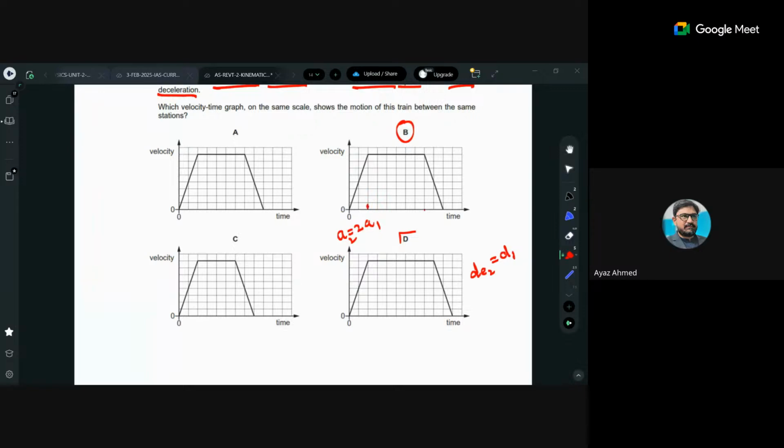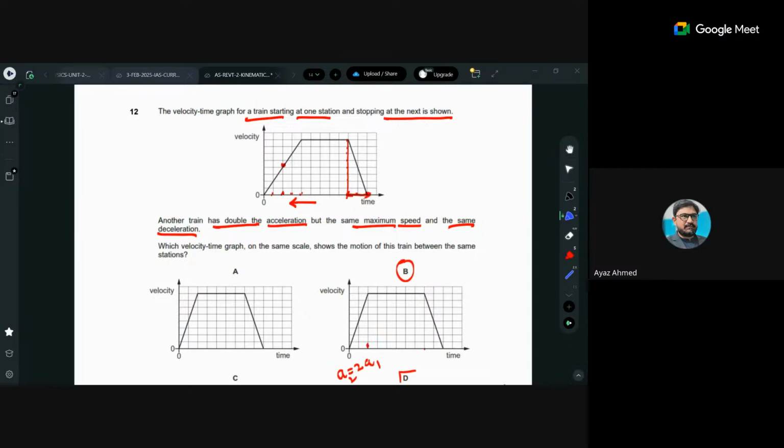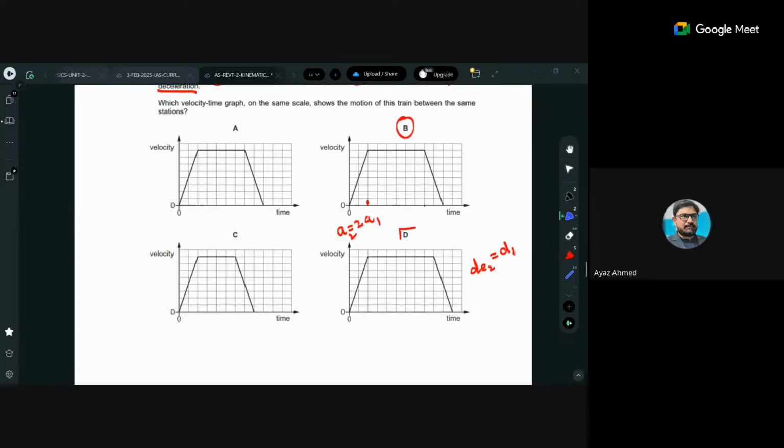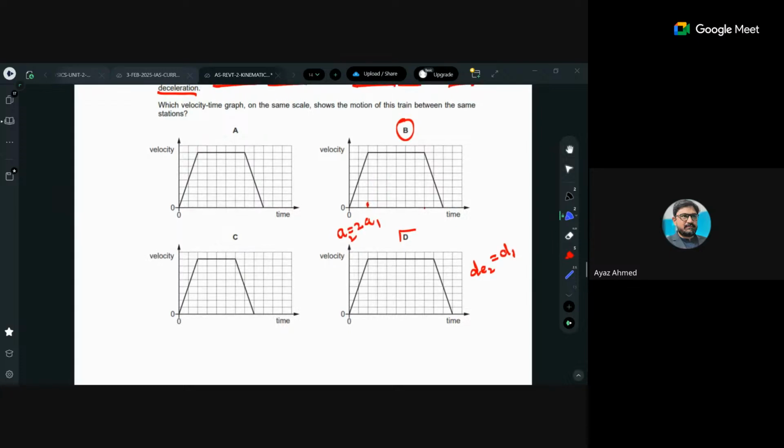So what is the trick in this one? You have to find out the area, the distance between these two. If you see the area of this graph and the area of this graph, that would be important. So just a second.